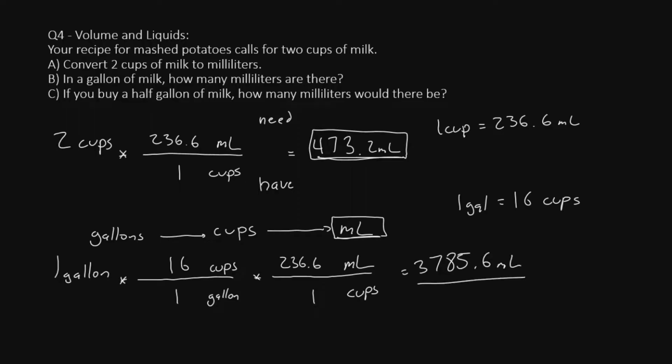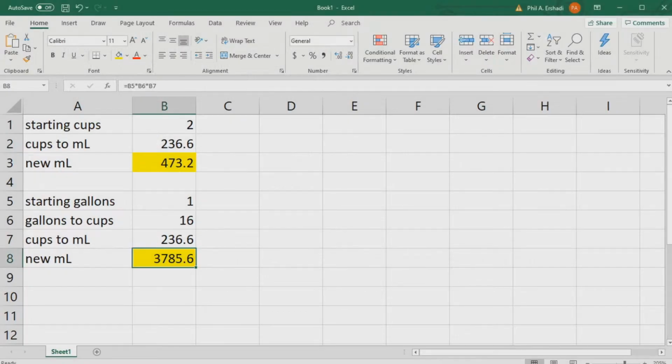Now for part C, we're asked what happens if we buy half a gallon of milk. Now thankfully, we've already done most of this math in Excel previously. Here's what we can do in Excel to speed the process up. Let's make a copy of the information we've already entered.